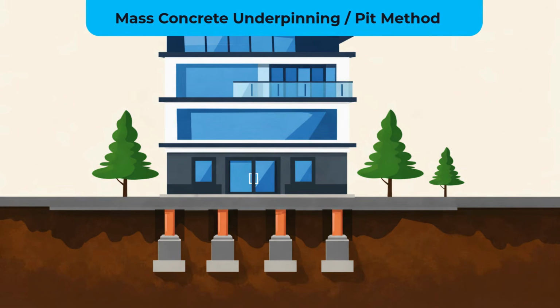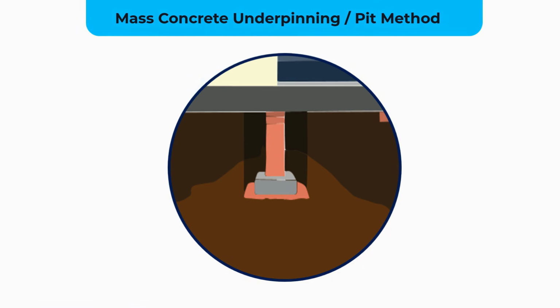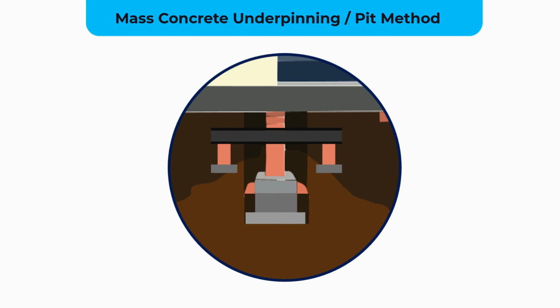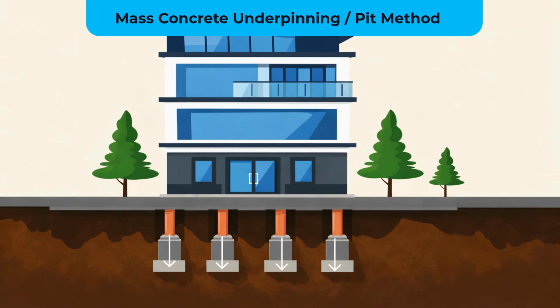Mass concrete underpinning, or pit method. This is one of the oldest and simplest methods, used for more than a century. In this method, engineers excavate small pits below the existing foundation one at a time and fill them with concrete. Over time, a continuous concrete layer forms beneath the foundation, transferring the load to stronger soil.